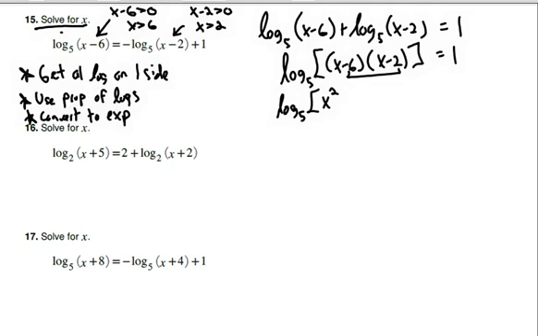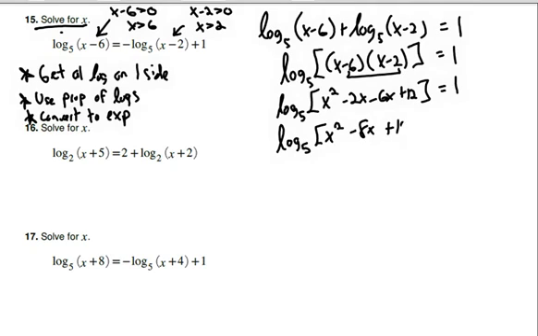So x times x is x squared. x times a -2 is -2x. x times a -6 is -6x. And -6 times a -2 is a positive 12. So that gives us log base 5 of x squared minus 8x plus 12 equals 1. Got that part, got that part.